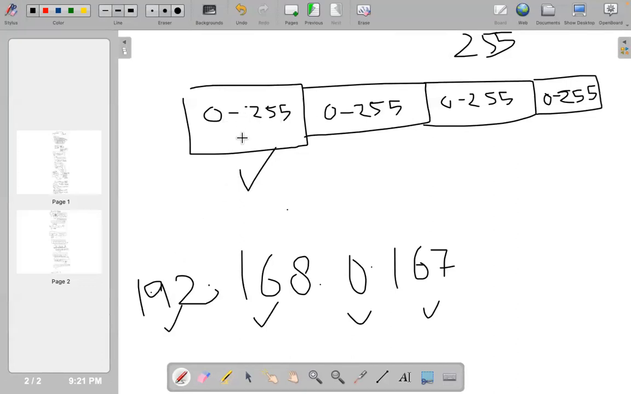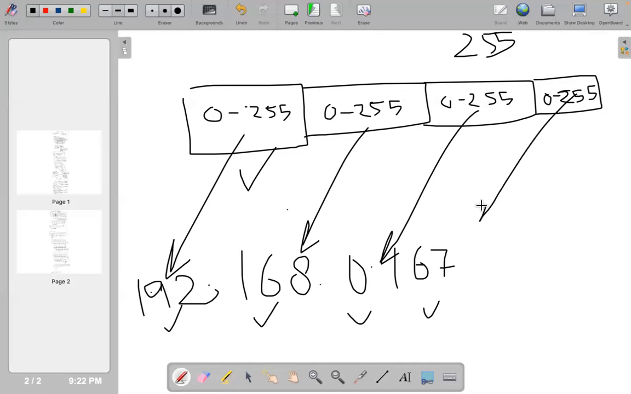You see, it can't be less than 0 or more than 255. The octet value is 192, which is ranging between 0 and 255. The second one is also 168, which is ranging between 0 and 255. That is the reason I was telling you the minimum and maximum. This minimum is 0, and the maximum can be 255, between these two numbers, right? Yes, sir, I got it.